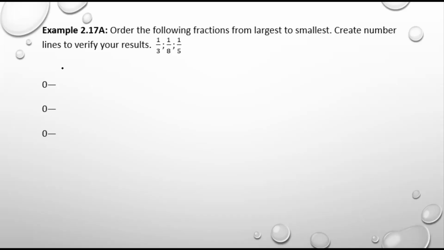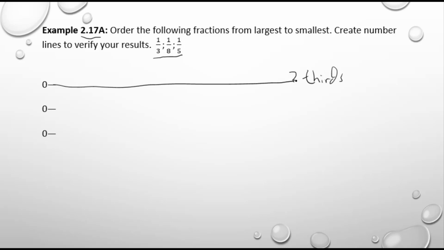So hopefully you read 2.17. This is the one you're responsible for, 2.17a. Order the following fractions from largest to smallest. So I'm going to do this with number lines. I'm going to try to draw a straight line. These are thirds.